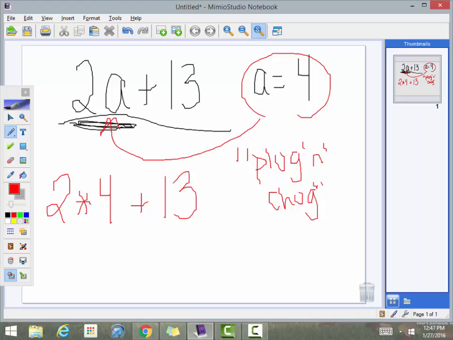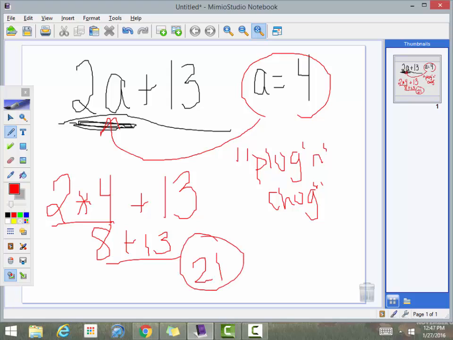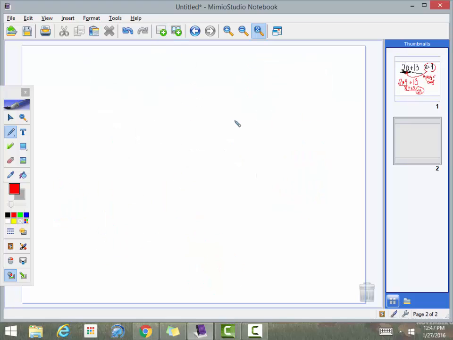Now I'm going to solve it using my order of operation rules, and that means multiplication will be done first. 2 times 4 is 8, but I still have to add 13. So the last step to my problem is to add those for a grand total of 21. Let's try this again with a slightly more complicated problem.